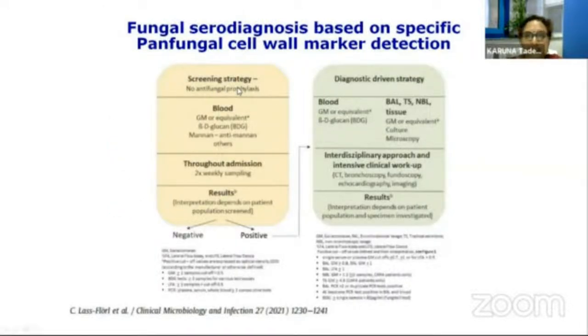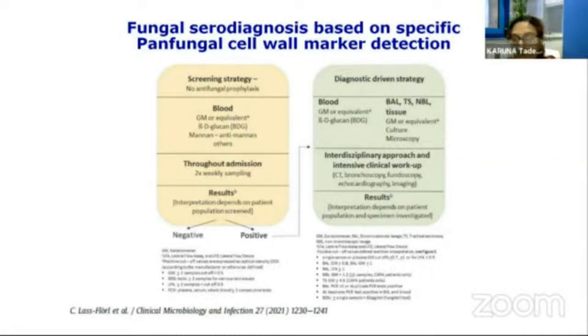So there is a screening strategy and a diagnostic driven strategy. For the screening strategy, blood is usually preferred. Galactomannan or the equivalent beta-D-glucan test, mannan, anti-mannan, and other assays can also be performed in combination, with twice weekly sampling. Interpretation of results depends on the patient population screened, and whether it is negative or positive. If it is positive, then you switch over to the diagnostic driven strategy. Here you concentrate again on the BAL and tracheal samples, and the non-bronchoscopic BAL, the NBL, is a very important sample here. So NBL galactomannan is also performed. You have to add these to the list, and an interdisciplinary approach like radiodiagnosis is important. Then bronchoscopy, fundoscopy, ECG, and imaging all come into play along with culture and other tests. So it is again a correlated test.